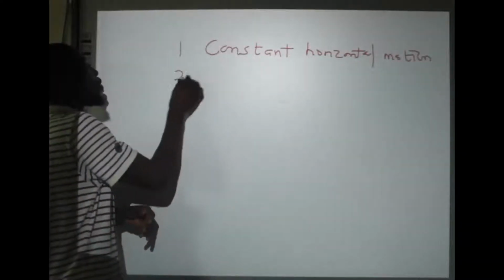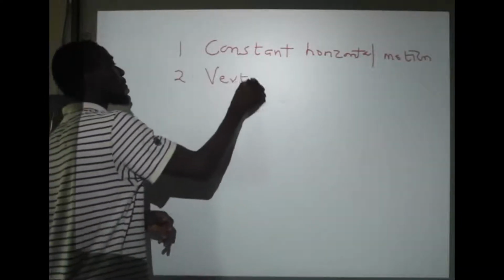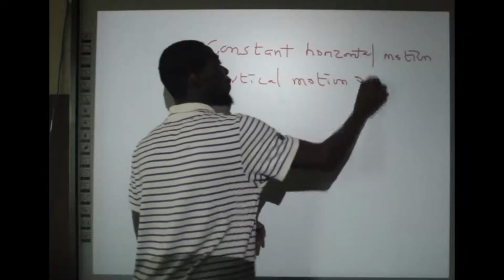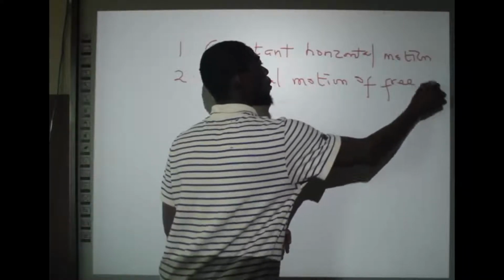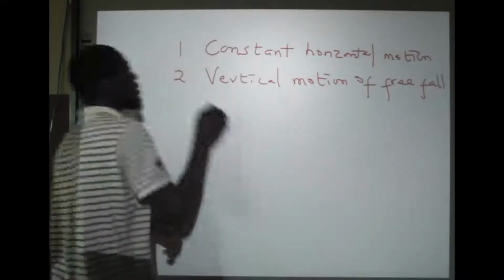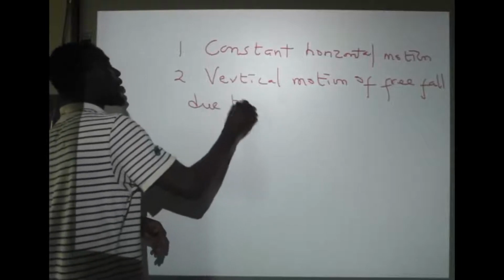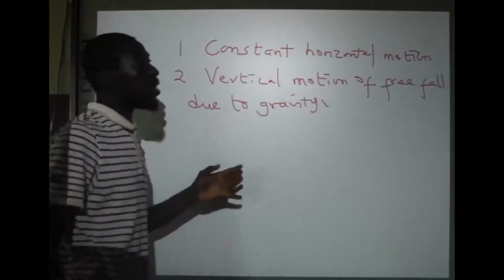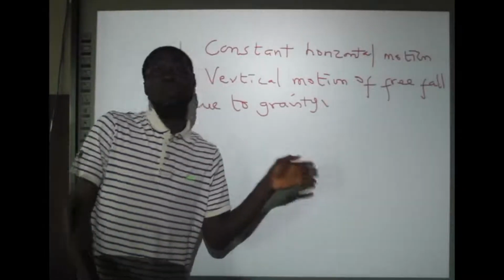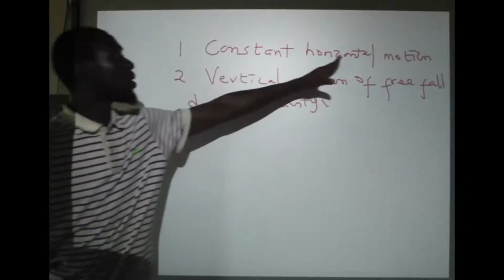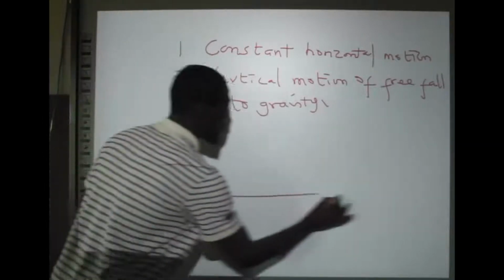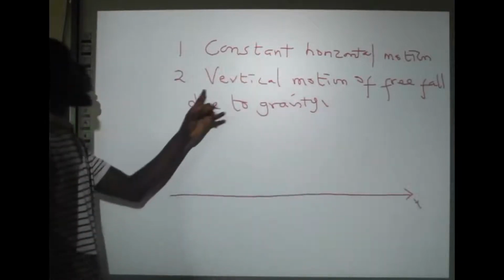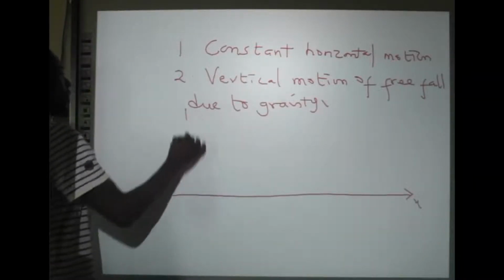And the second is the vertical motion of free fall due to gravity. So those are the two independent motions that the projectile motion has. The constant horizontal motion is along the x-axis, and the other is the vertical motion of free fall due to gravity.